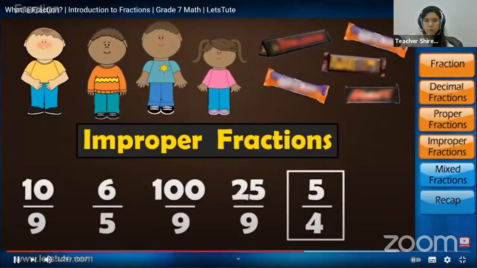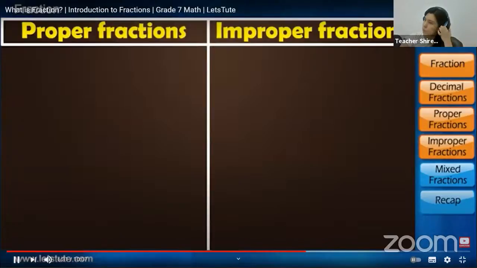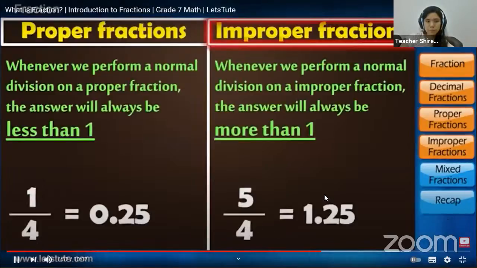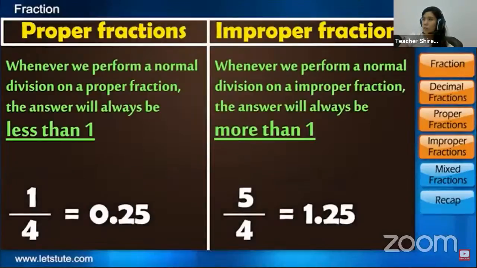Do not confuse yourself between proper and improper fractions. When we perform a normal division on a proper fraction, we get a decimal, 0 point something. When the top is more than the bottom, it's more than 1. Then it becomes an improper fraction. An improper fraction, which is more than 1, you can also turn into a mixed fraction. Today we want to focus on improper fractions and mixed fractions. Are we good till here?